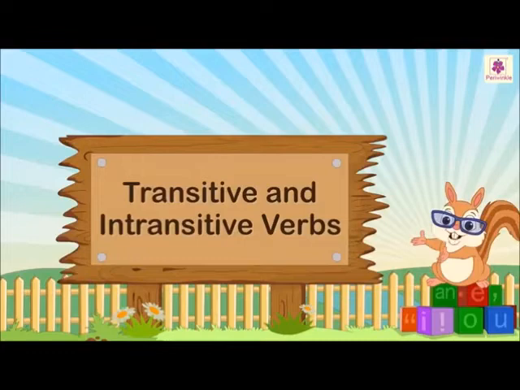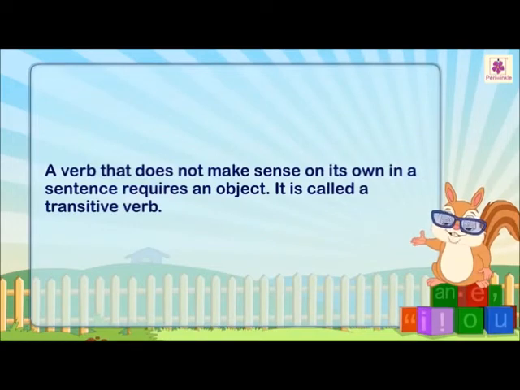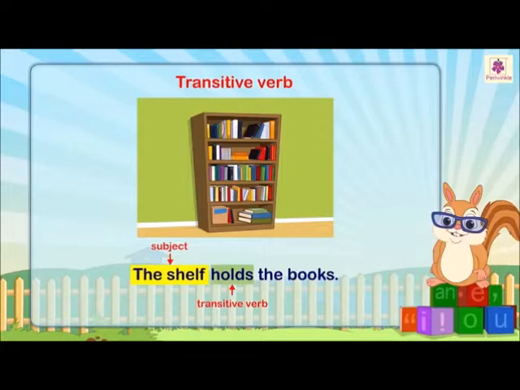Transitive and intransitive verbs. A verb that does not make sense on its own in a sentence requires an object. It is called a transitive verb. For example, the shelf holds the books. Here, the shelf is the subject, holds is the transitive verb, and the books is the direct object.